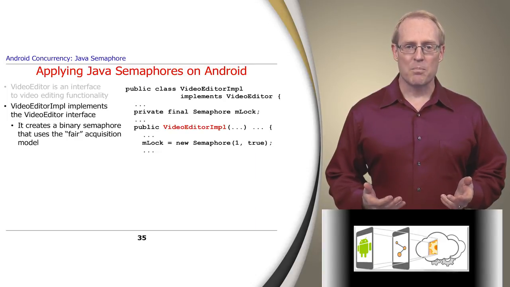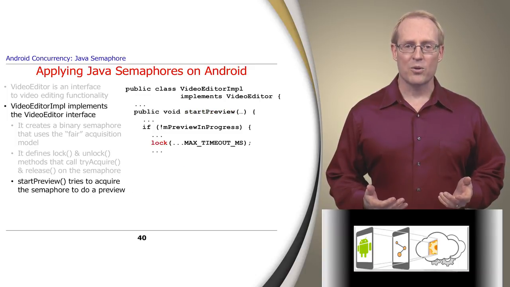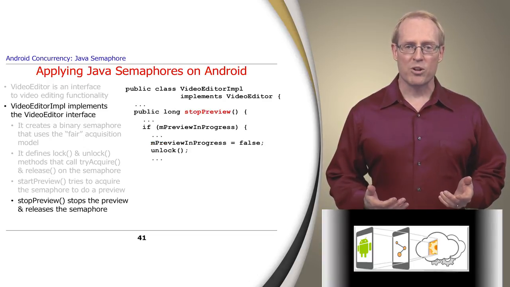Video editor Impl creates a binary semaphore that uses the FAIR acquisition model to ensure FIFO ordering of video previews run in a background worker thread. It also defines lock and unlock wrapper methods that call try acquire and release on the semaphore to control the order in which videos are previewed. If the start preview method acquires a semaphore within the designated timeout, it previews all the audio and video items in a timeline. Conversely, stop preview stops the preview and releases the semaphore.